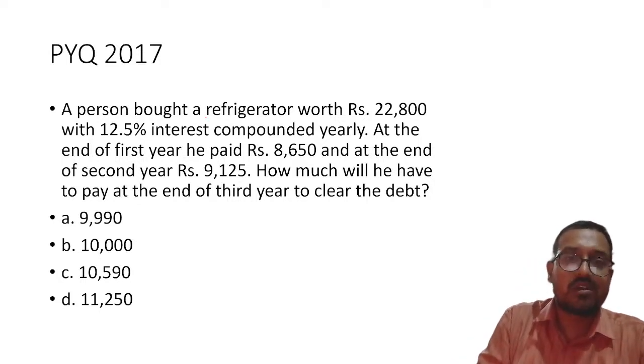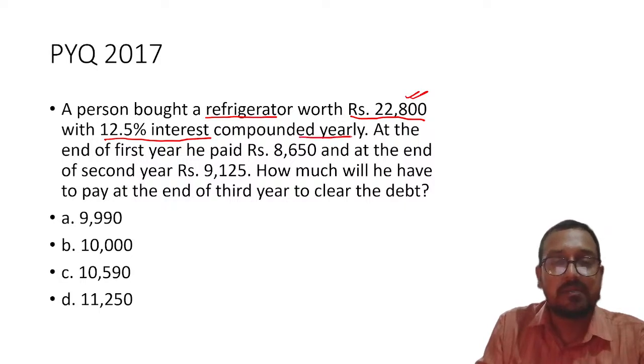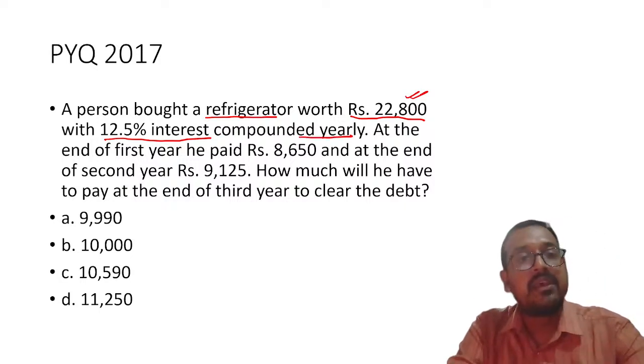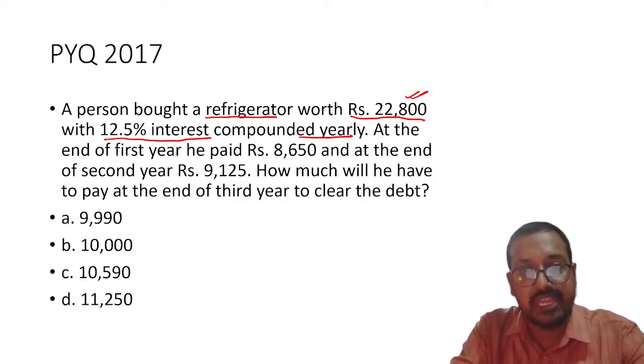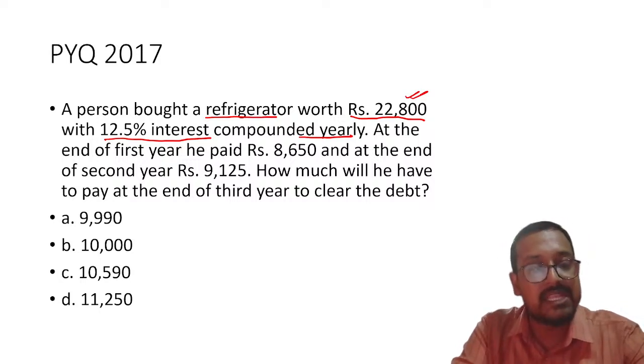A person bought a refrigerator worth rupees 22,800 with 12.5% interest rate, compounded yearly. Please remember, this is compounded yearly. Understood? At the end of the first year, he paid rupees 8,650. At the end of the second year, rupees 9,125. How much will he have to pay at the end of the third year to clear the debt?